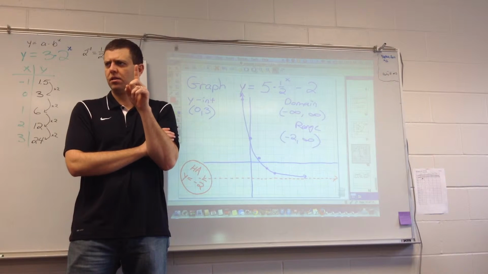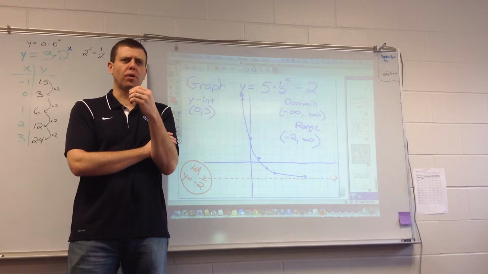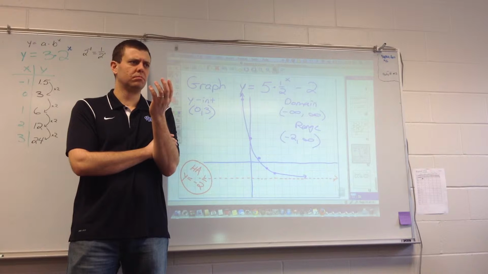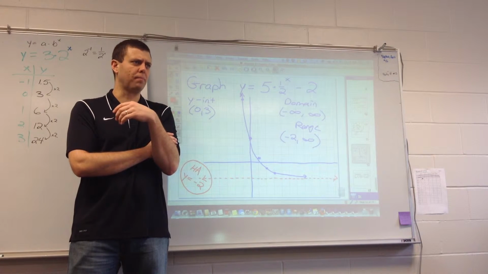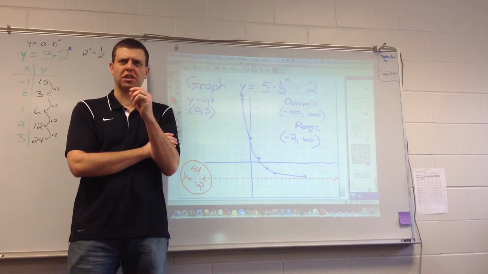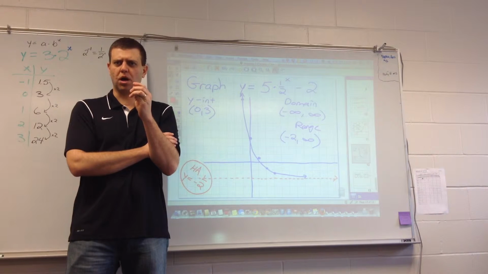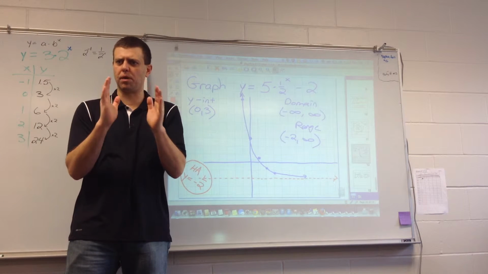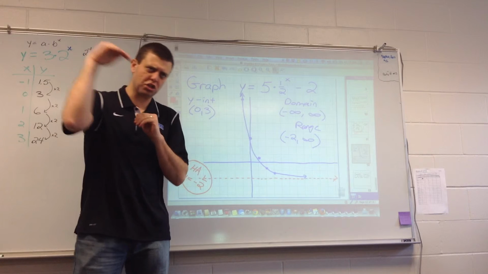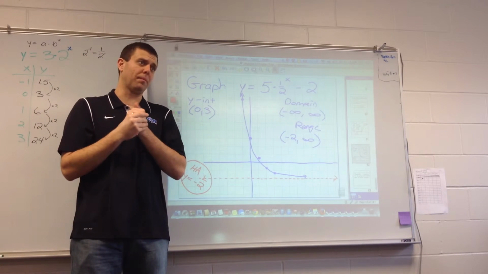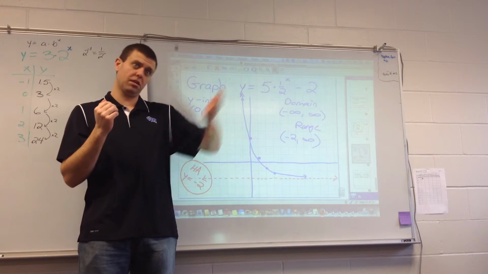1, right? If you multiply something by 1.1, what's it going to do? Get bigger. If you multiply something by 0.9 over and over and over again, what's it going to do? Gets smaller. Any number between 0 and 1. If you multiply by a number between 0 and 1, you're going to decrease. You multiply by a number bigger than 1, you're going to increase.